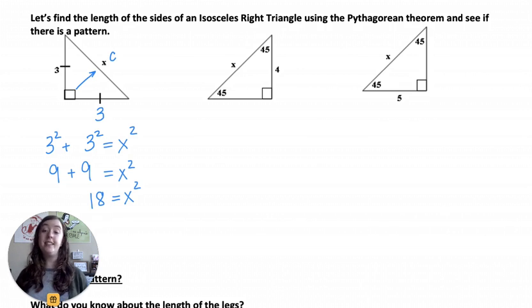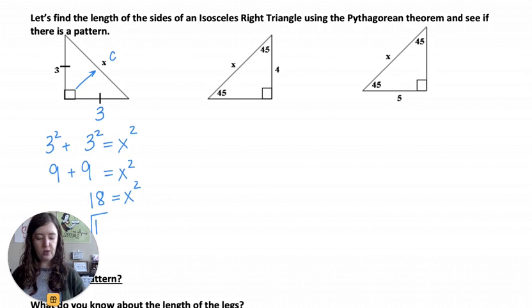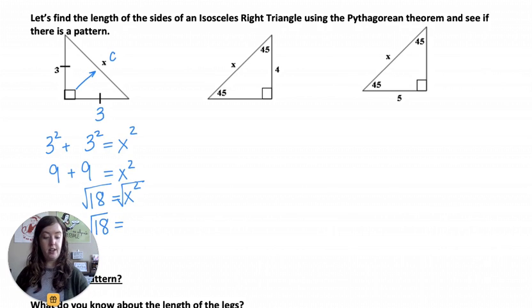Then to get x by itself, we're going to have to take the square root of both sides. So we're going to take the square root of 18 and the square root of x squared. The square root of x squared, those cancel out, so we're just left with x. So now we're left with the square root of 18, right? Well, let's simplify the square root of 18.